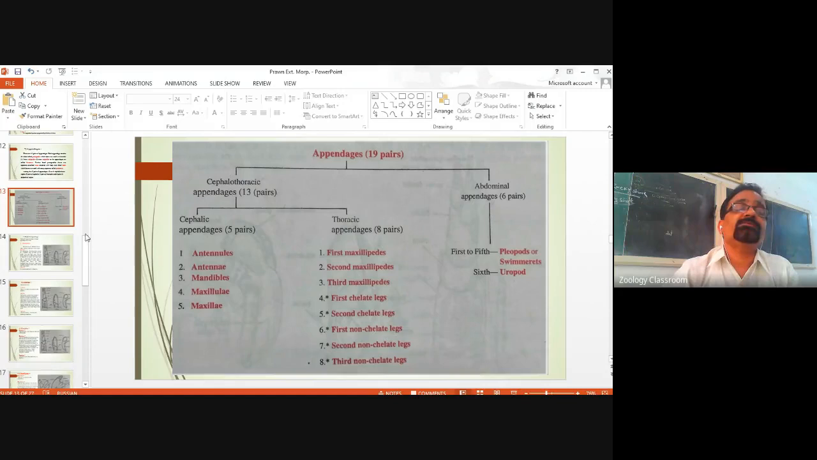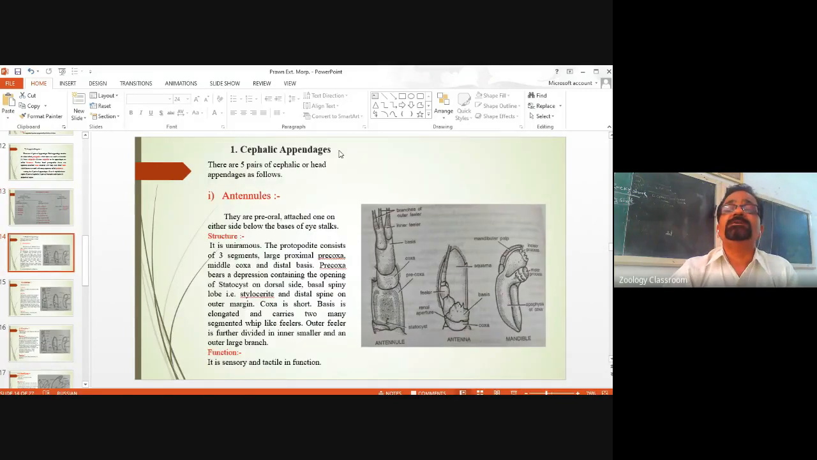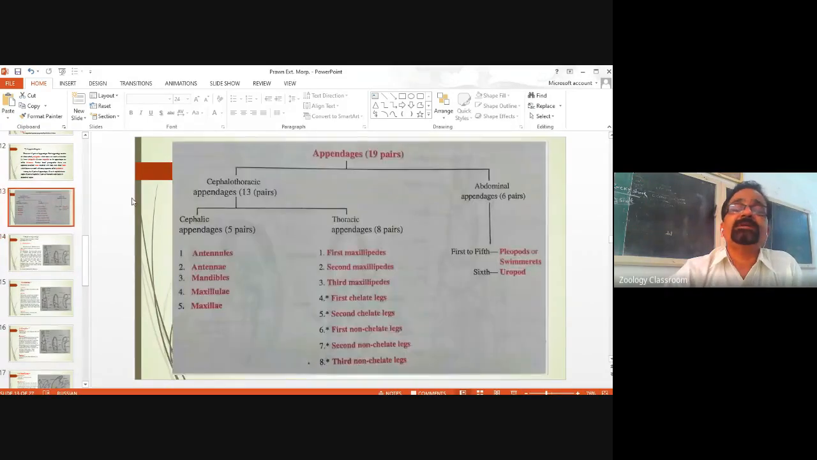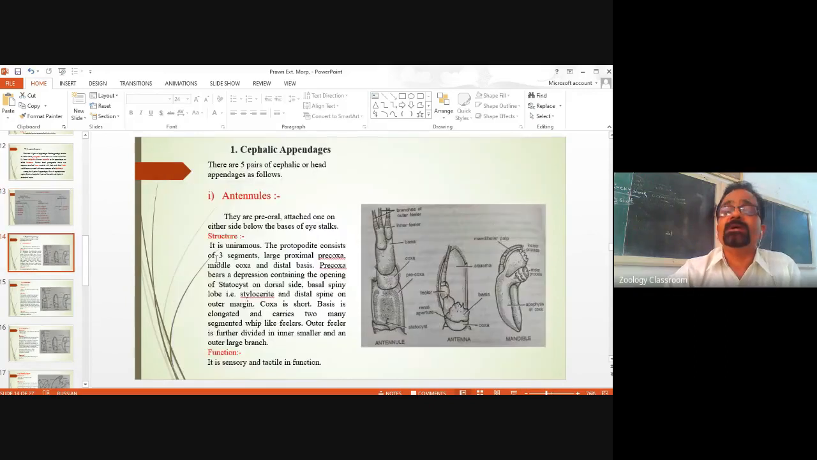So the very first one is the cephalic appendages. As I have mentioned earlier, how many appendages are present here? There are 5 cephalic appendages present in the head region, of which the first pair is the antennules, and here we are dealing with the antennules. This is the antennule, a single structure shown here.